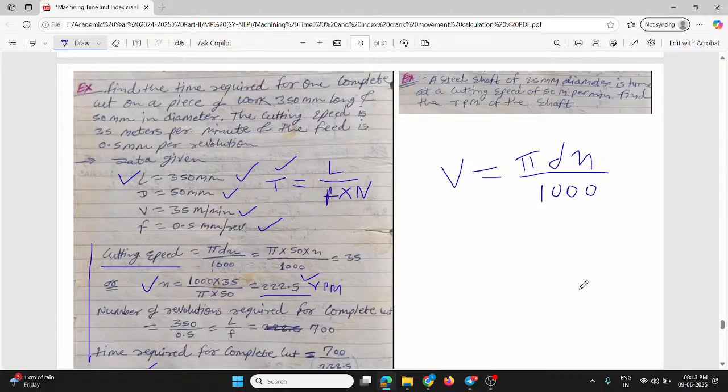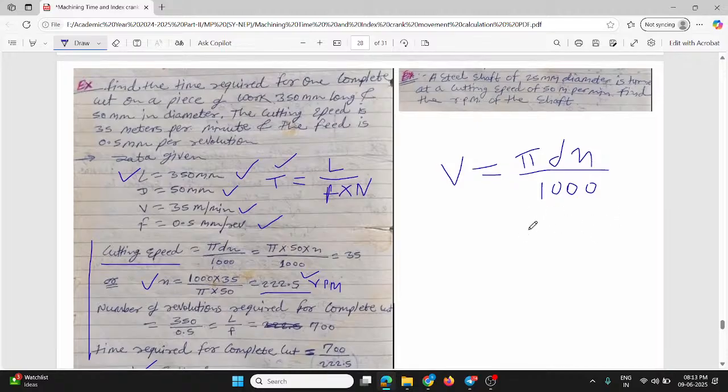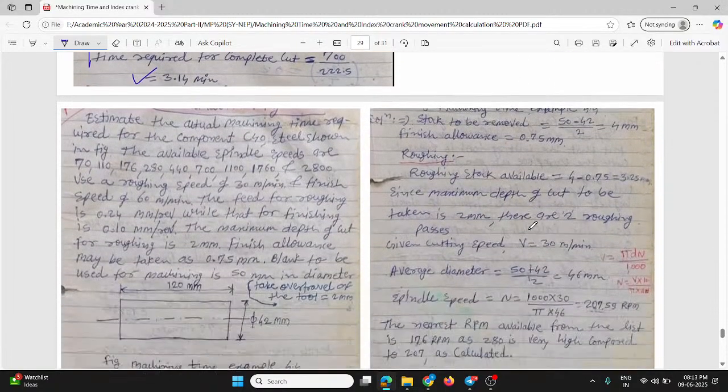Any doubt in this? So I think this is clear. So the second numerical.